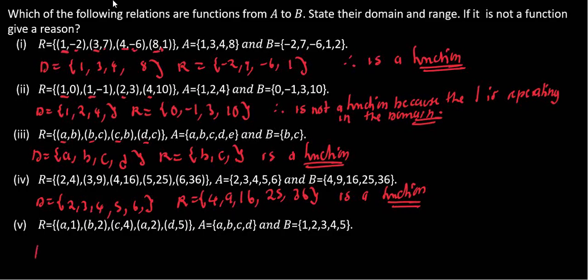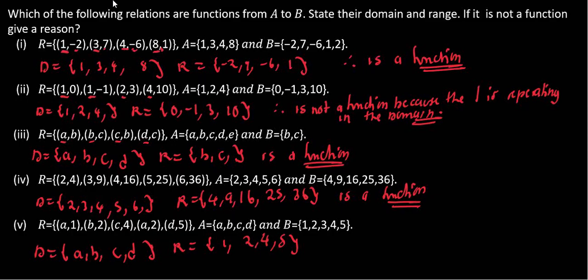You have the domain. Let's write the domain. That is A, B, do we have C? Yes, C, then D. How about the range? It's 1, 2, 4, then 5. Do we have 3 here? 1, 2, 4, 2, then 5. We don't have any 3.